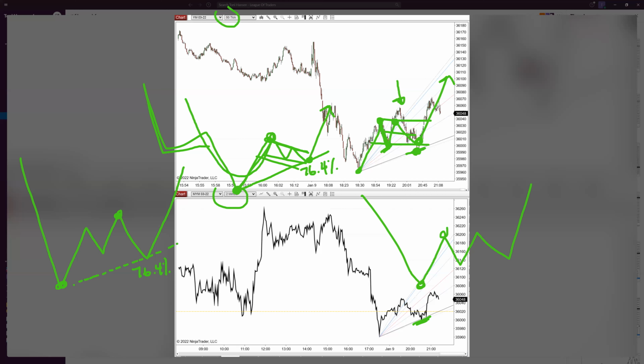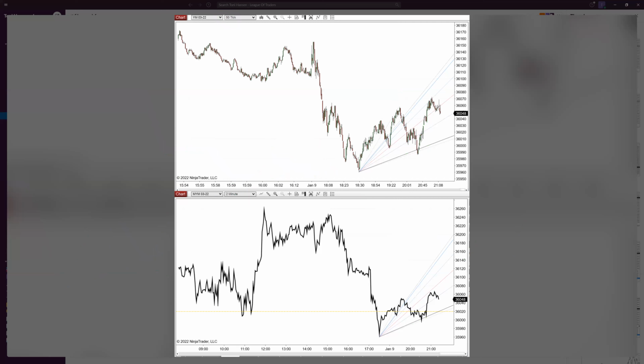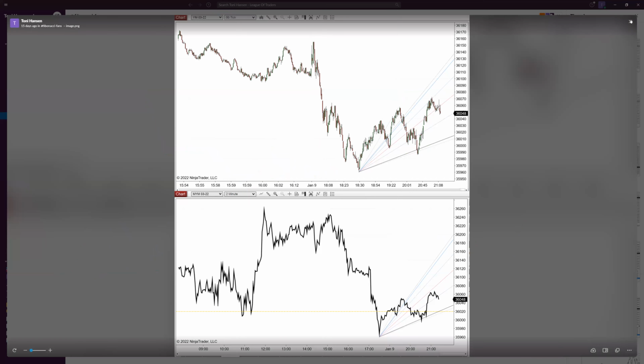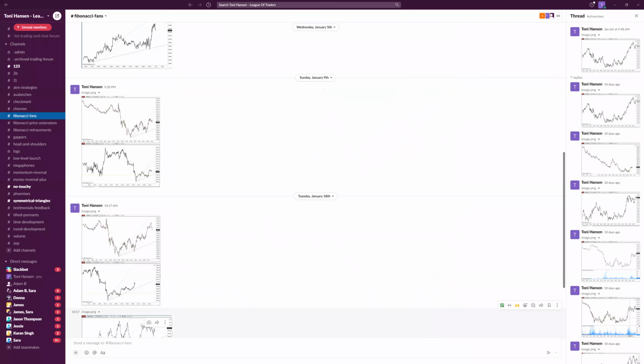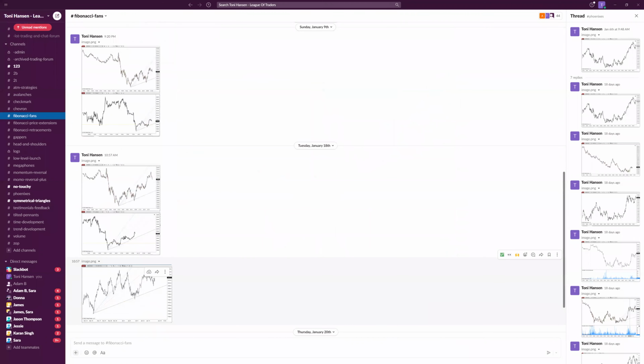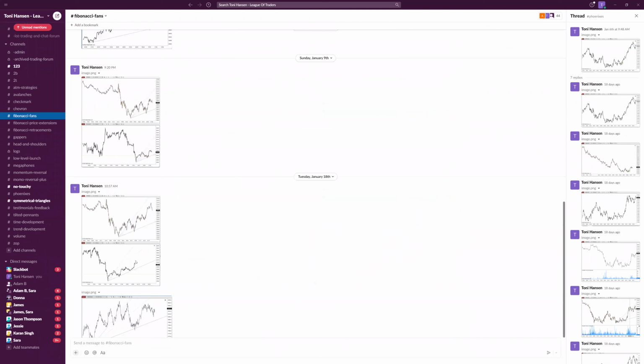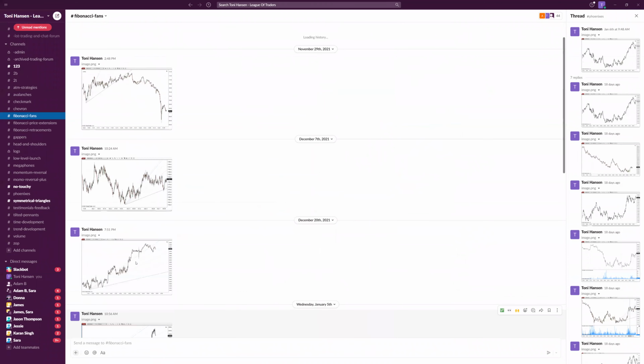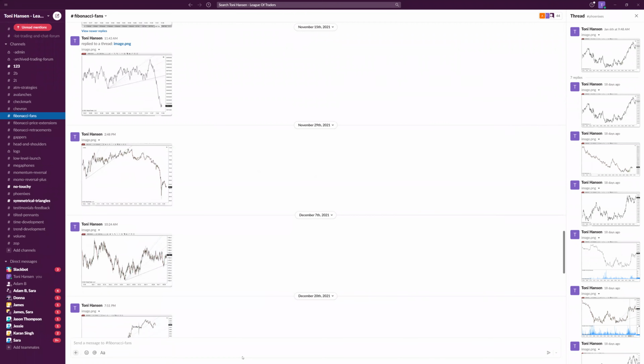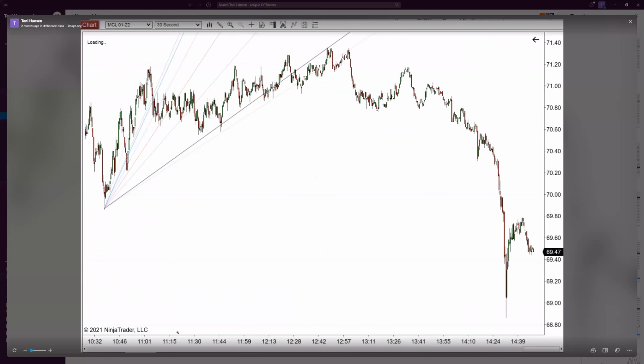Clear this here. And show you a couple other applications here. Fib fans are also great in helping you understand when something isn't getting going like it should.